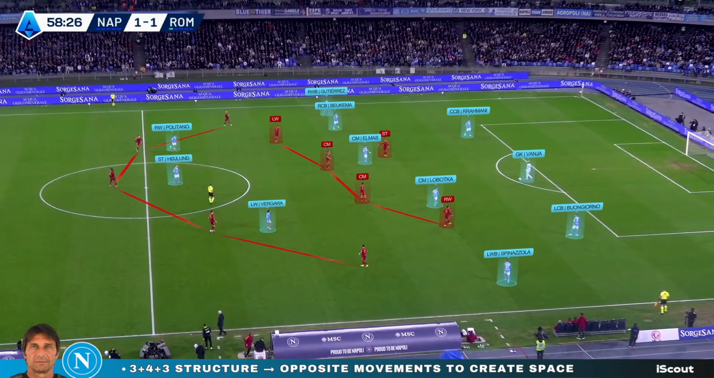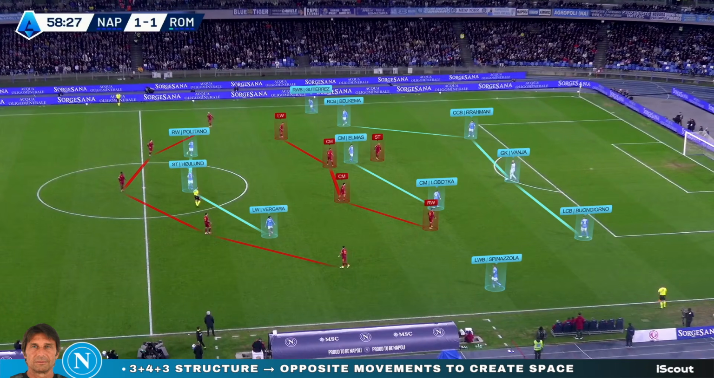In possession, Napoli sets up in a 3-4-3 structure. The goalkeeper actively participates in the first line, while the wide center-backs and wing-backs position themselves asymmetrically, functioning as close support options for short build-up.